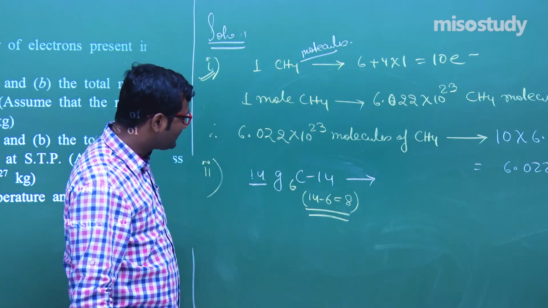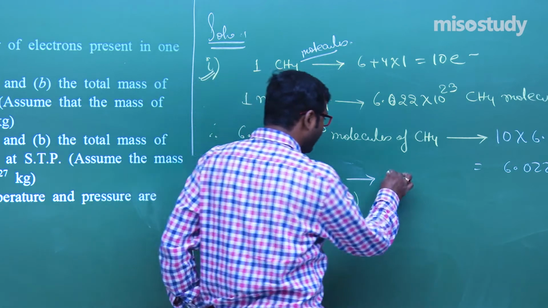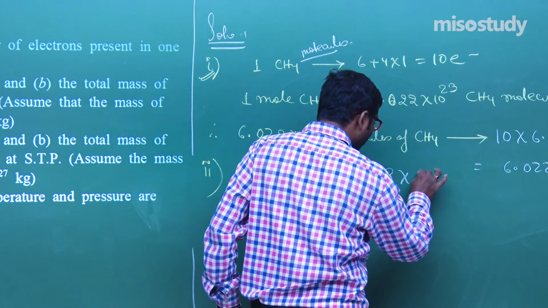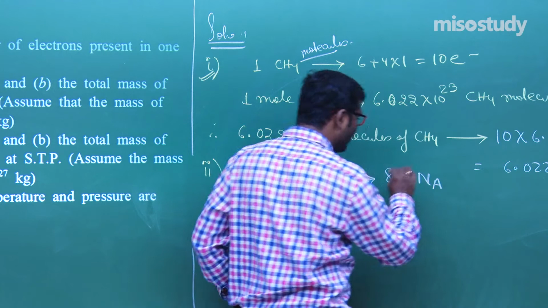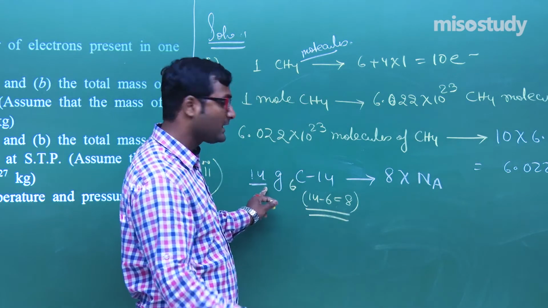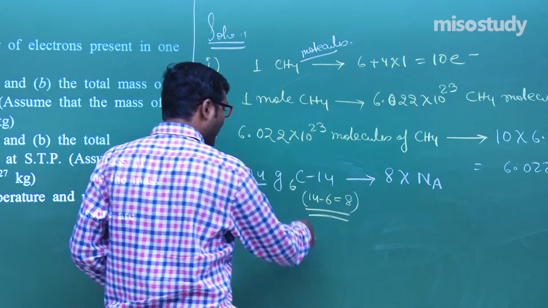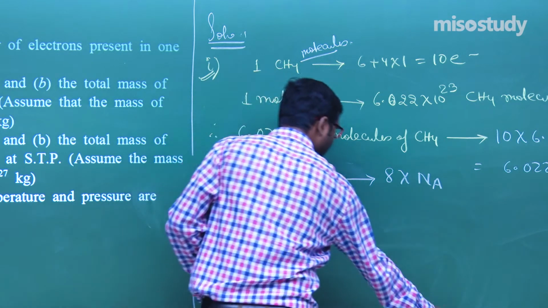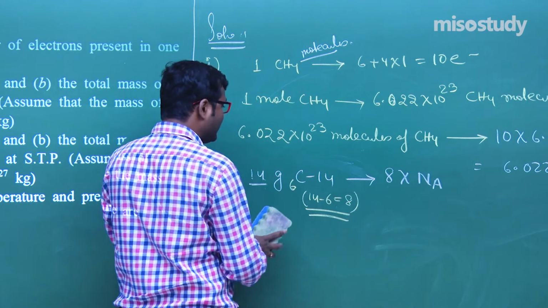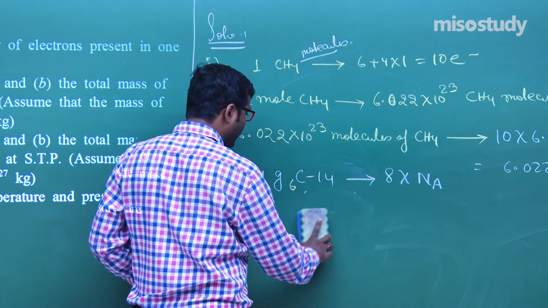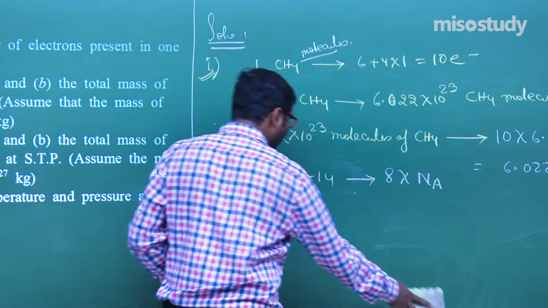We know that 14 gram is equal to 1 mole. So 14 gram of C14 contains 8 into Na, that is the Avogadro number. Because 14 gram is equal to 1 mole, we have multiplied by the Avogadro number. And 8, why? Because 1 C14 atom contains 8 neutrons.